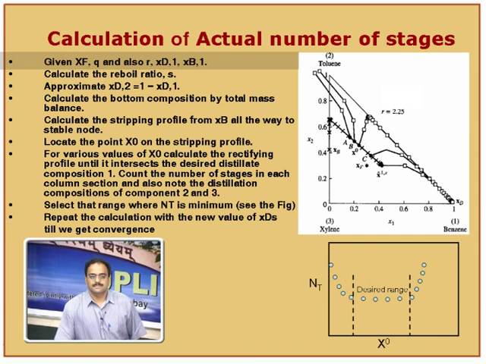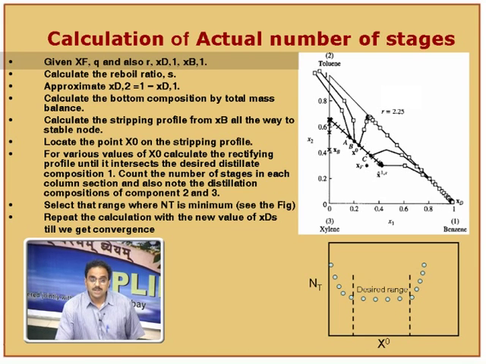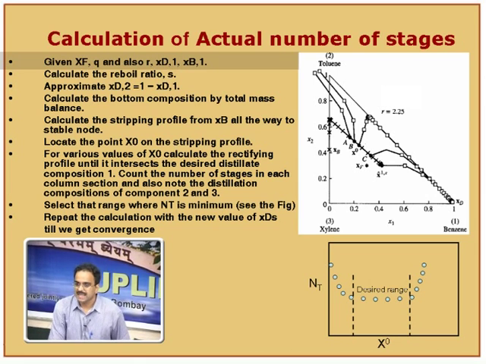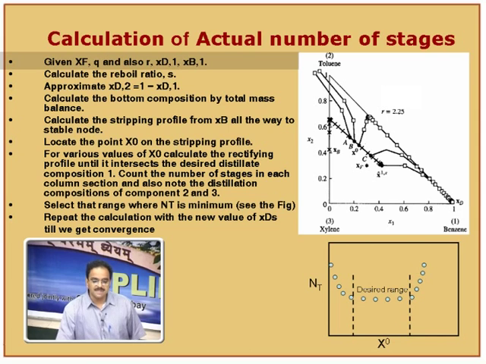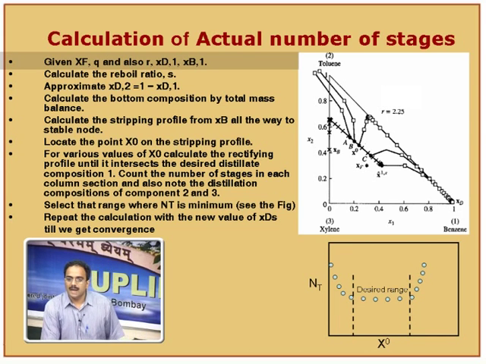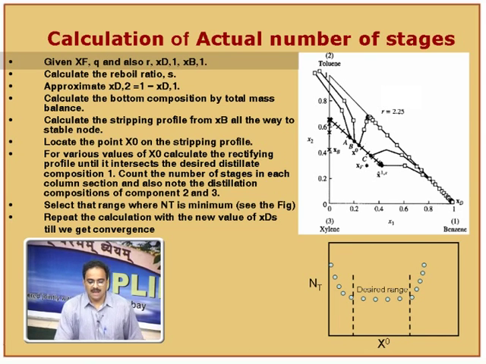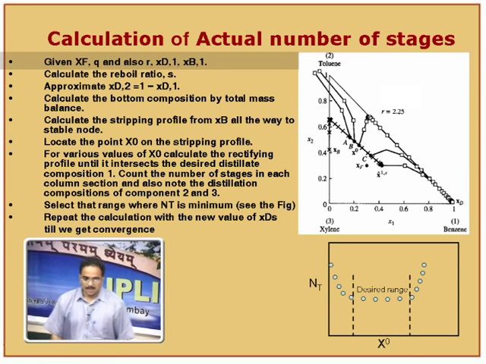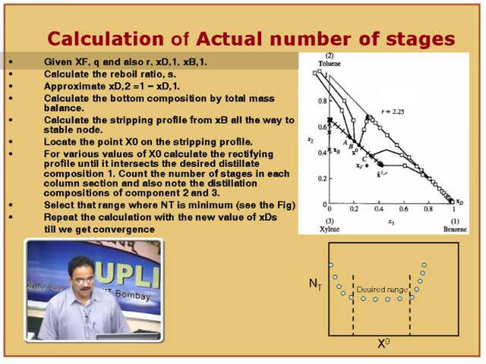Given xf, that is your feed composition, and q, the feed quality, are known, and also R, the reflux ratio. I have denoted it as RR somewhere in earlier slides, but R is the reflux ratio. Then xD1 and xB1, these are the important compositions. I have already started solving the design problem, so the top and bottom compositions are given. But I keep one composition floating, I will come to that.